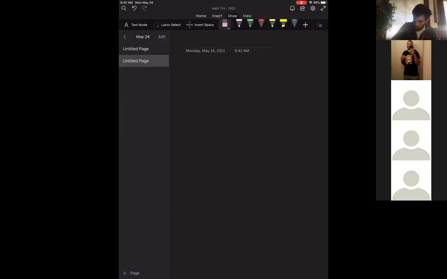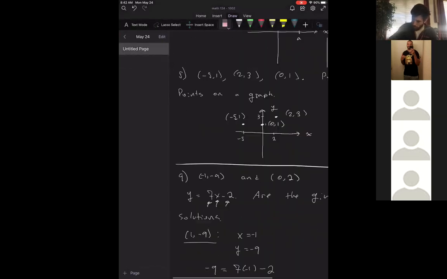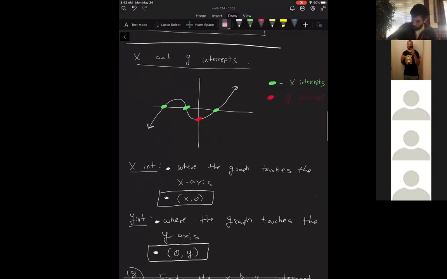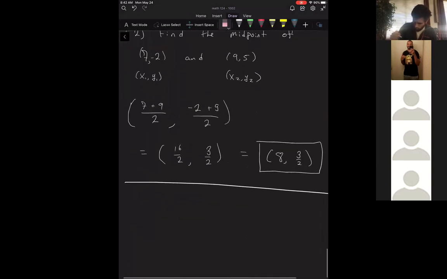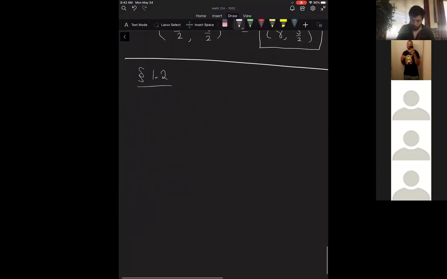Maybe let's not do it like this. I don't know why this isn't working. Delete that. Anyway, section 1.2.